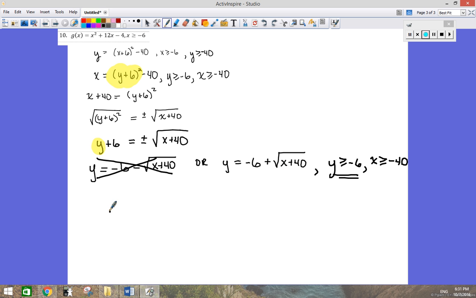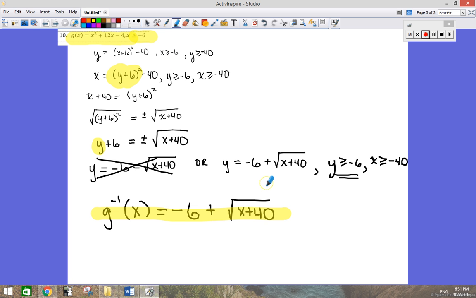So if I have g inverse of x, I can just write it as negative 6 plus the square root of x plus 40, and that's my final answer. I know that this is the inverse of the original function they gave me, and it included that domain, and like I say, I knew from the start of the problem that this was going to be a one-to-one function, so they're inverses of each other.